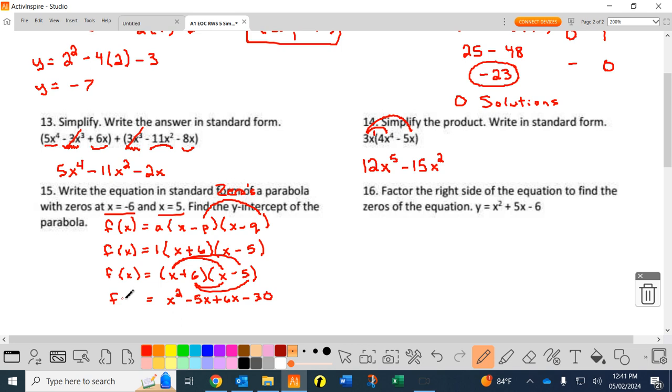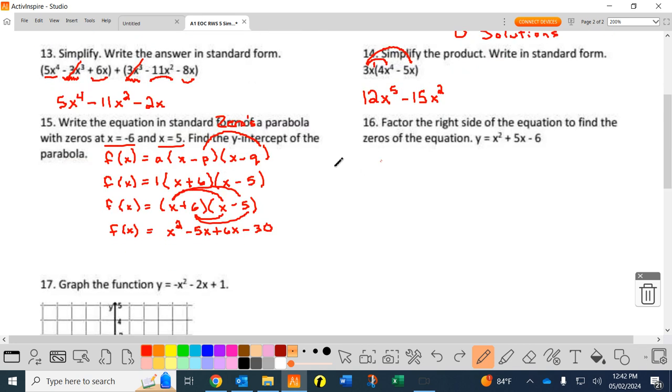Now, we need a little more room to keep going. So we need to combine like terms. Going to make it f of x equals x squared plus x minus 30.